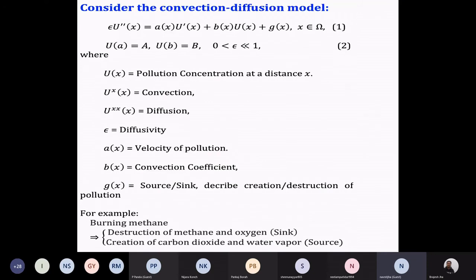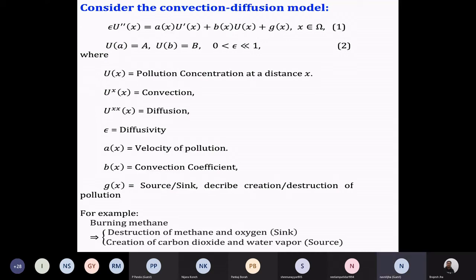Next, just consider a time-independent convection-diffusion model, a linear convection-diffusion model. Just for understanding purposes, I have kept this equation time independent. You can also classify it as a boundary value problem. So epsilon u double derivative in x equals a u derivative plus b u plus g, with x in the domain omega, and u is given at the left boundary a and right boundary b as uppercase A and uppercase B.